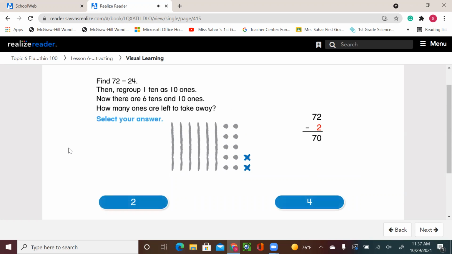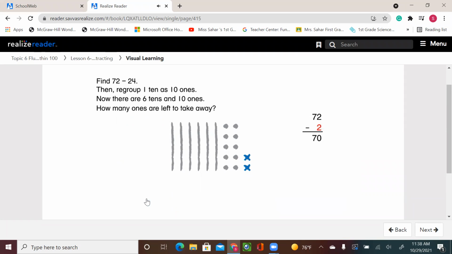Select your answer. All right, if we see this first, we regroup the tens and we took the 2 ones from 4. We break 4 to 2 and 2. So 2 take away 2, that would be 0. So 72 minus 2 equals 70. Now 4 is not 4 anymore because I subtracted 2. There are 2 left. There are 4 ones in 24. You took away 2. Take away the remaining 2 ones.